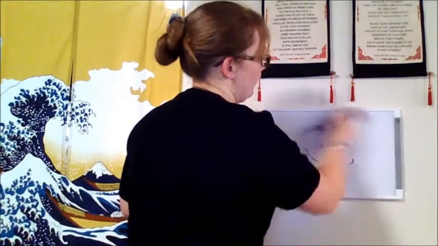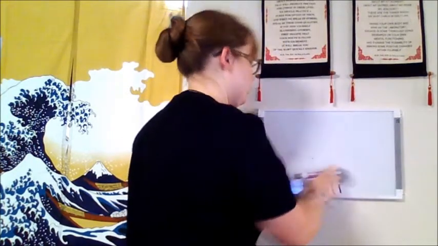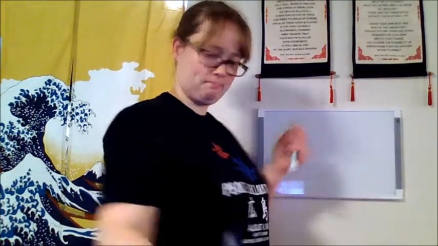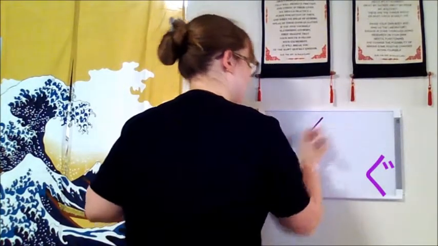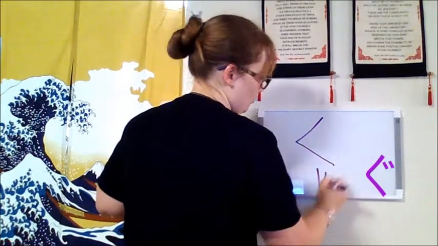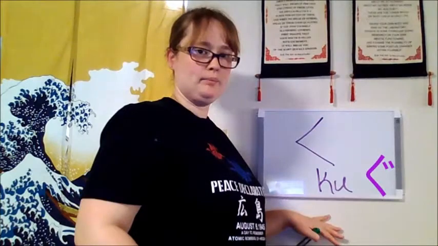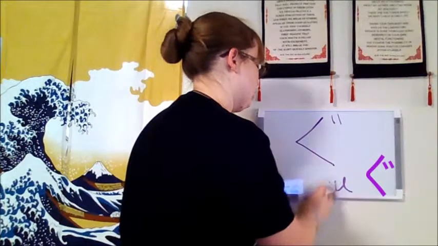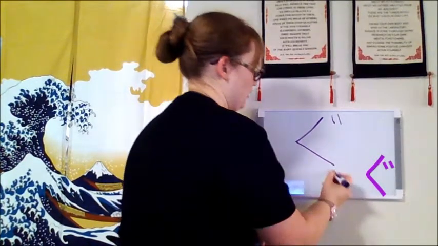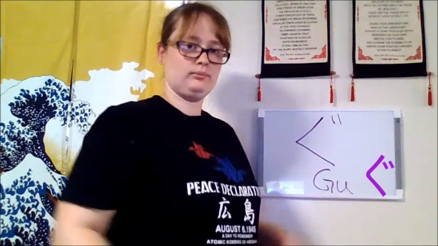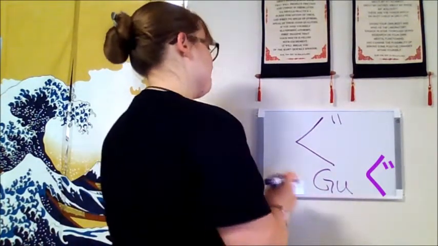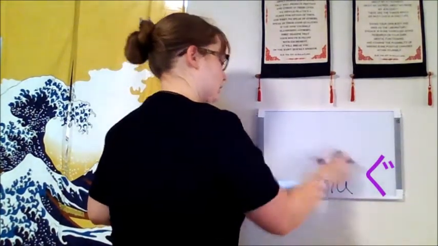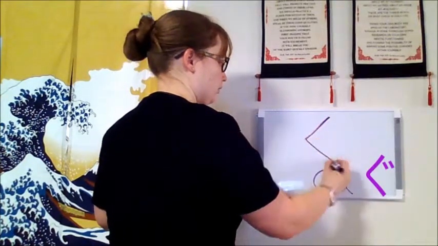So if all of the K sounds change to a G sound, ku is next, and it becomes gu. With the cuckoo bird's mouth, this is ku, right? But we add the dakuten here, and this becomes gu. Gu. Mou ichido. Gu.